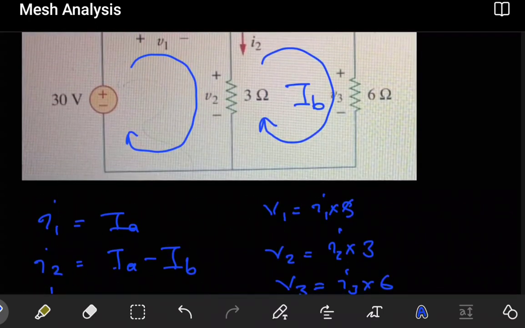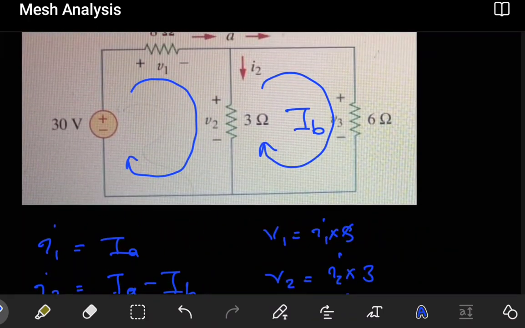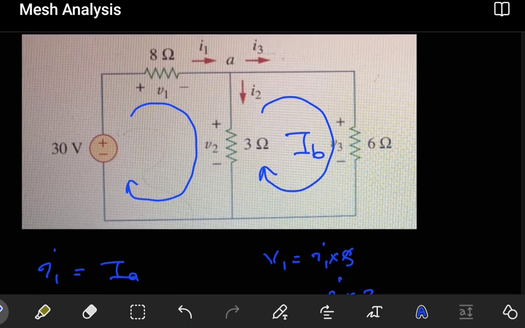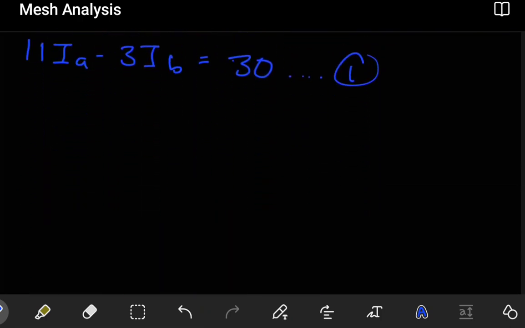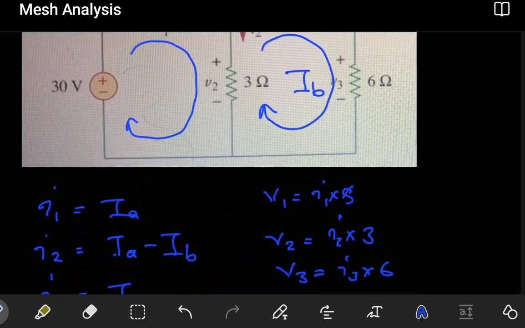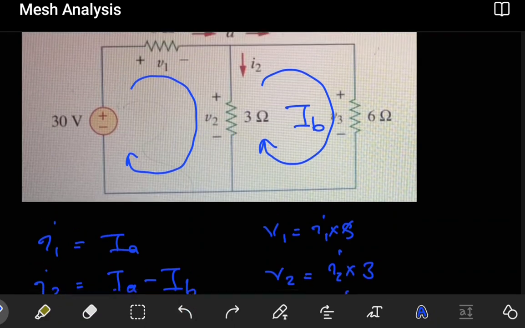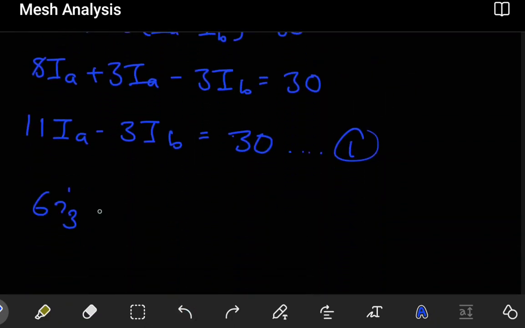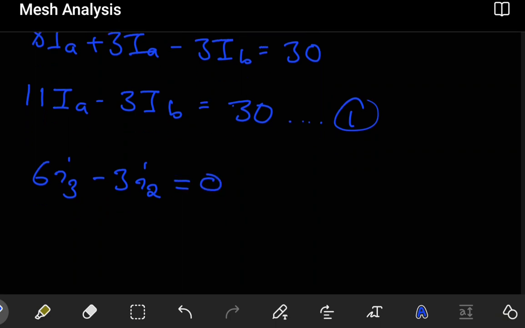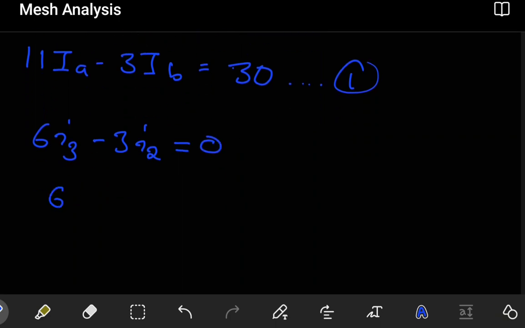Then we go on to the second mesh. Here we're seeing only two things. We can start with the 6 ohm. We approach it at the positive part, so it's plus 6 I3. Then next we approach the 3 ohm at the negative part first, so that's minus 3 I2. That was the last one, equal to 0.